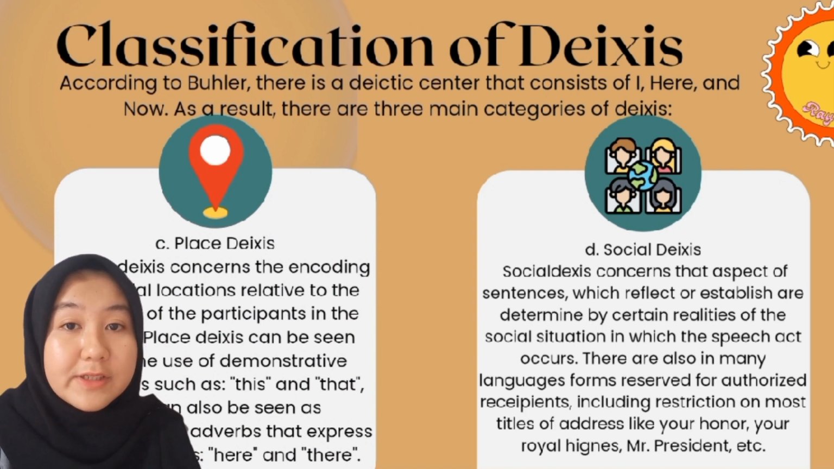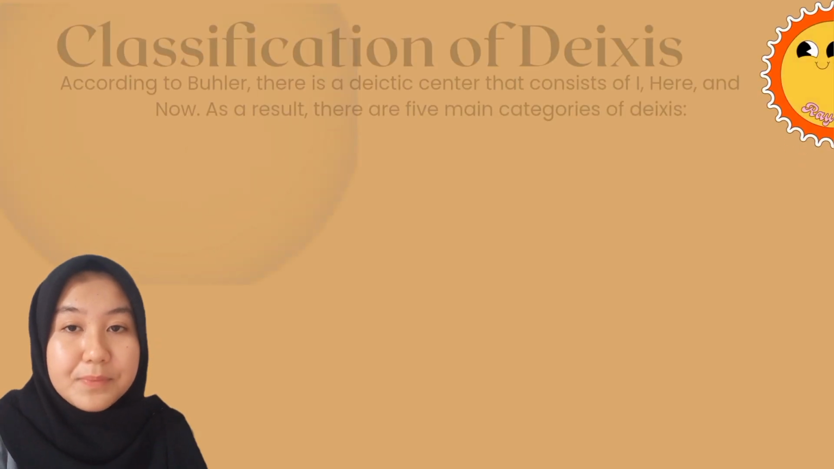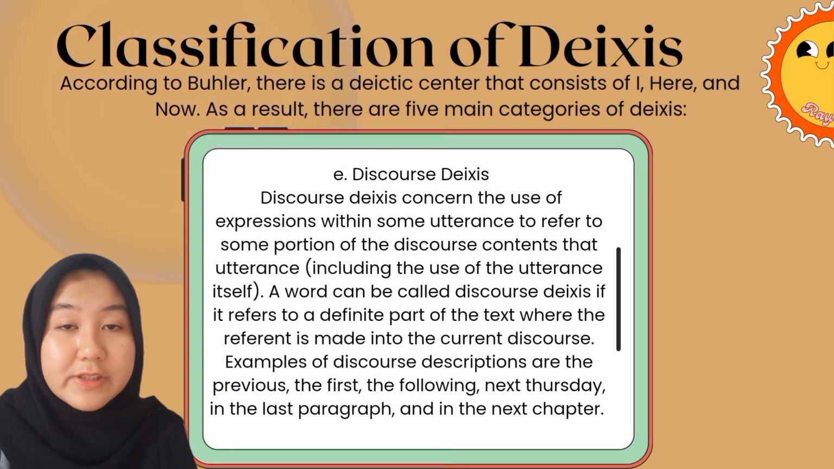And the fourth is social deixis. Social deixis concerns that aspect of sentences which reflect or establish certain realities of the social situation in which the speech act occurs. There are also in many languages forms reserved for authorized recipients, including restrictions on most titles of address like Your Honor, Your Royal Highness, Mr. President, and etc. And the last is discourse deixis.